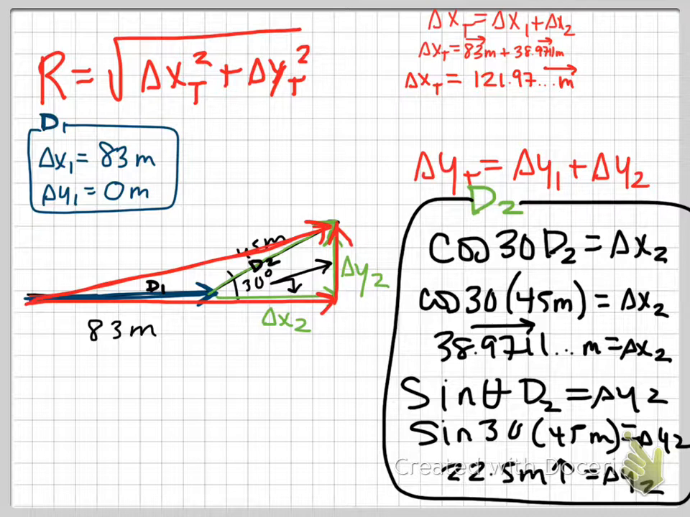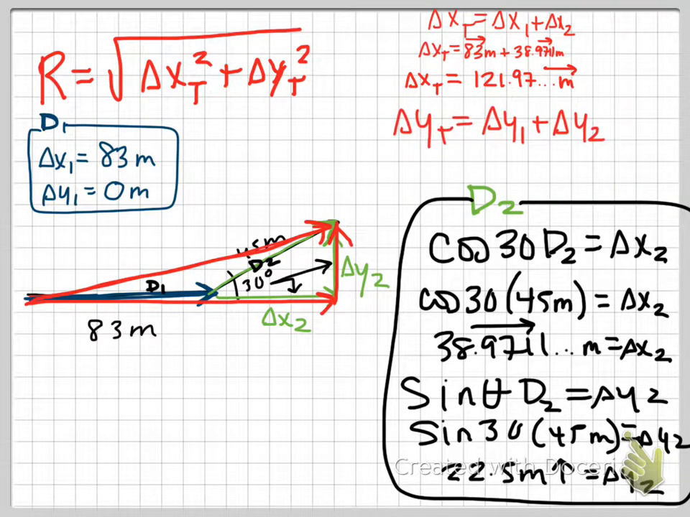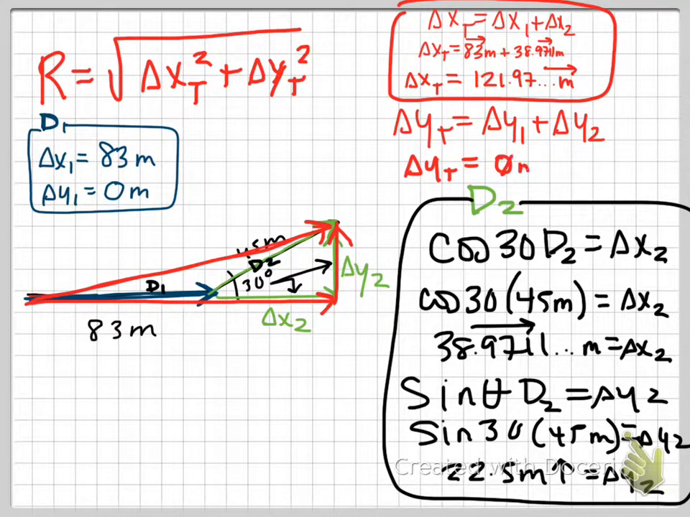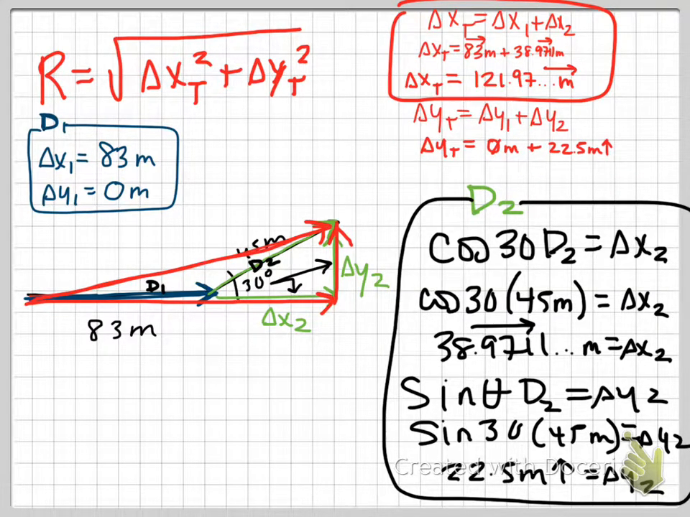Now I need my delta y total. I love it when one of the component pieces is 0. It makes life so easy. So delta y total equals 0 meters plus 22.5 meters up. In other words, the entire value of delta y total comes from our second displacement. So delta y total equals 22.5 meters up.